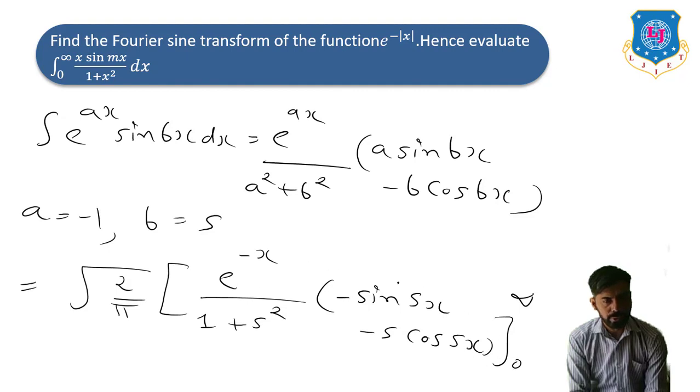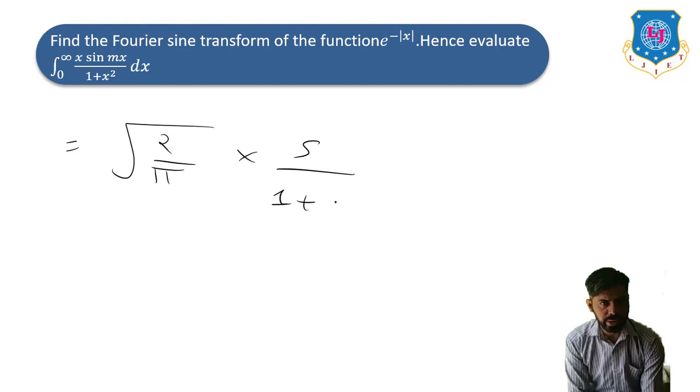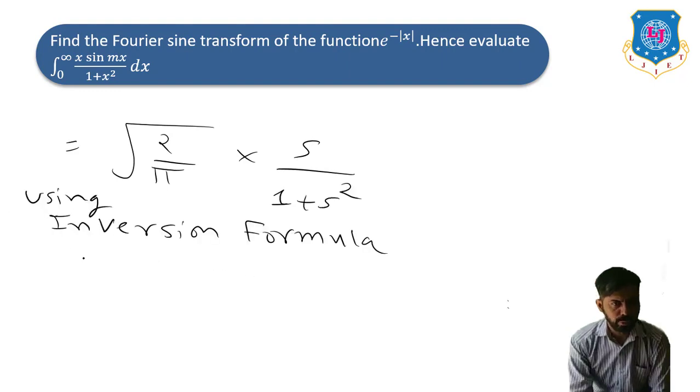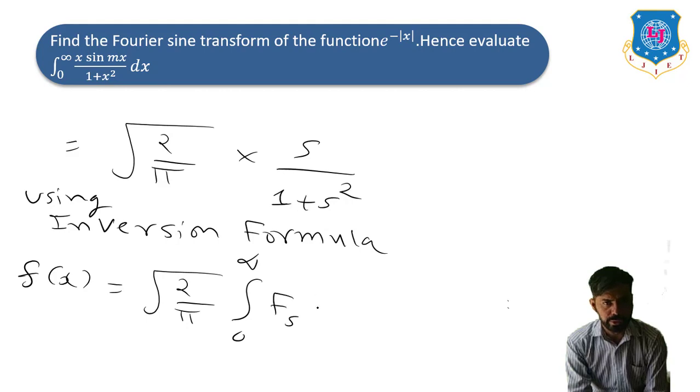Now we will apply the lower limit, so for that purpose we will replace x by 0, so here e raised to 0 will become 1, and value of sine 0 is 0, and value of cos 0 is 1, and here minus minus will become plus, so this will become square root 2 by pi s divided by 1 plus s square. Now here using inversion formula, that is f of x equals square root 2 by pi integration 0 to infinite fs of s sine sx ds.